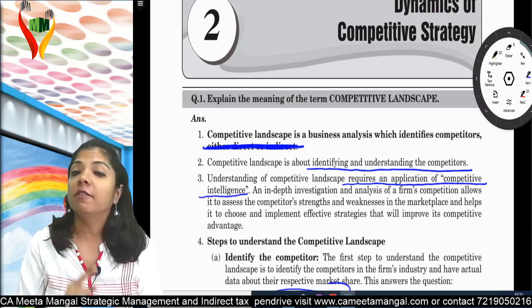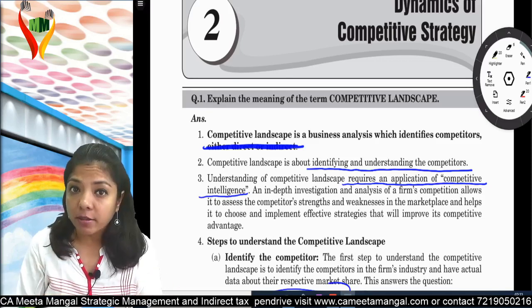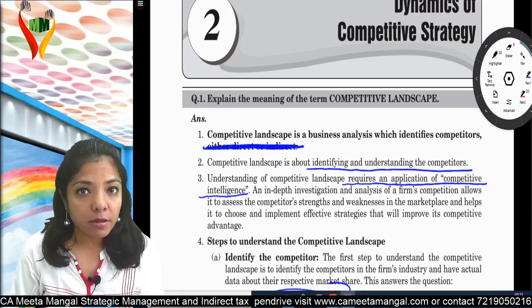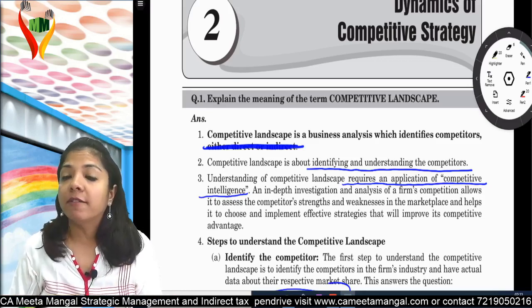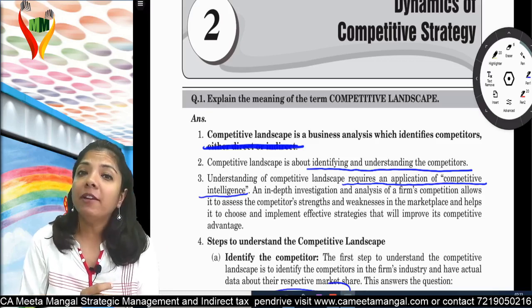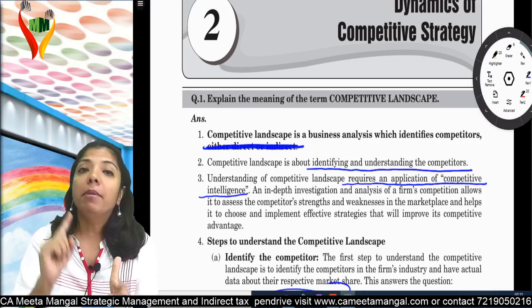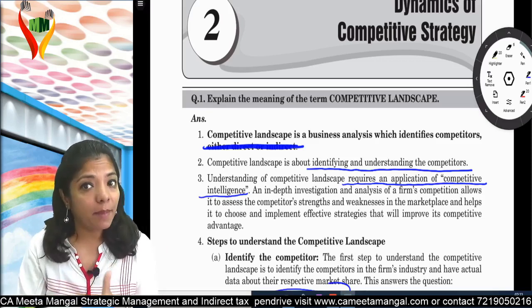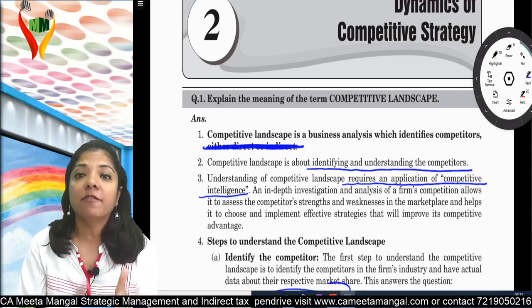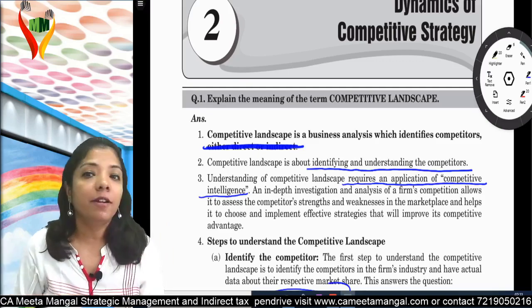Now, what is a competitive landscape? Competitive landscape means knowing about your competitors. But to know about your competitors, you need to keep an eye on them, and keeping an eye on your competitors is called competitive intelligence. That means you need to apply competitive intelligence for competitive landscape.